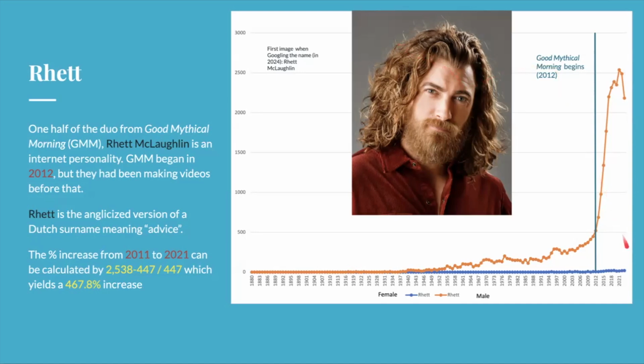Now this is a little hard to calculate because it started in 2012. They were already doing stuff before that. It's still happening. But if we look at 2011 to this peak up here, which is 2021, it is a 467.8% increase. Is that entirely due to him? Maybe not, but I do have a pretty big following compared to some other YouTubers. I just googled famous people named Rhett, and he's literally the only one I know on this list. I don't know what these other people do.